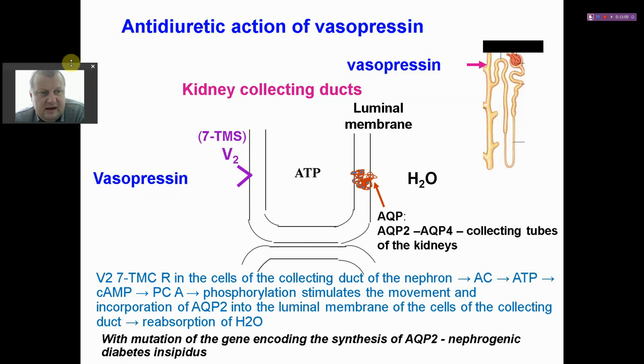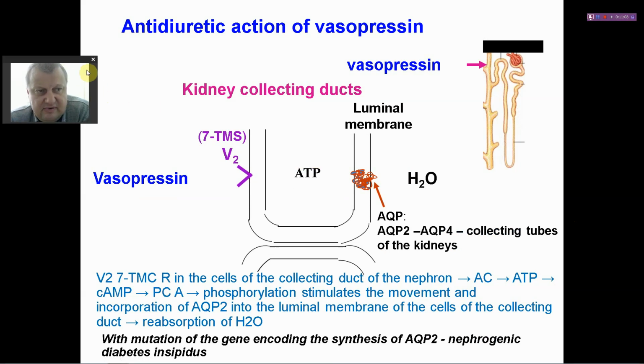And how does vasopressin provide the reabsorption of water? Okay, this figure illustrates the kidney collecting ducts. Here we can see the vasopressin receptor, a 7 TMS receptor, the V2 vasopressin receptor. Vasopressin binds with its receptor on the collecting ducts of the nephron.